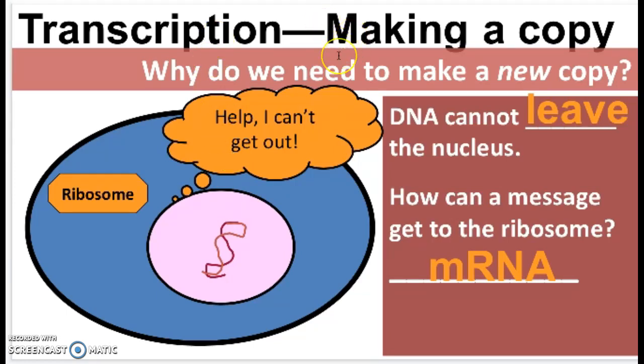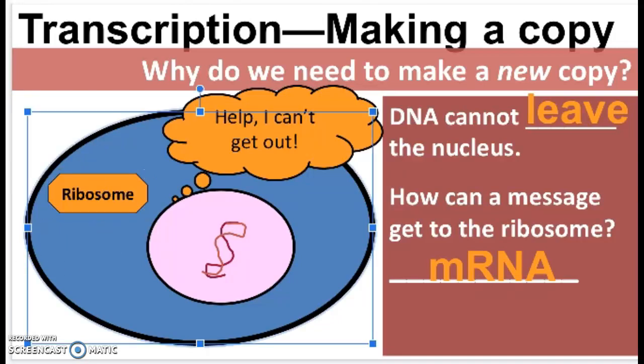Transcription, again, why do we even need to do this? Why do we need to go from DNA to RNA? And the reason why is because DNA cannot leave the nucleus. Okay, so here it says help, I can't get out. So what you do is you make a messenger, and that messenger is going to be RNA. We call it mRNA just because it's going to leave and it carries a message out with it. We see the ribosome there, so it's going to be very important in the next part.